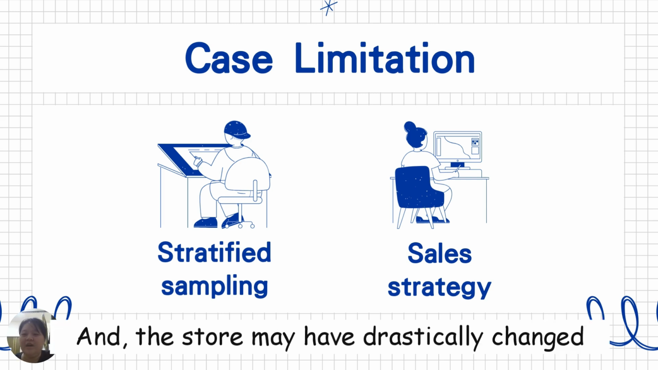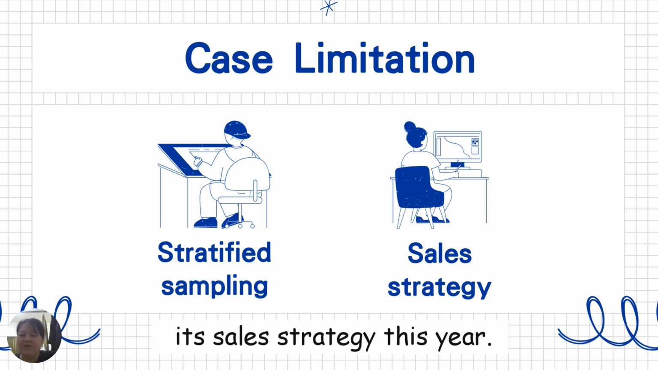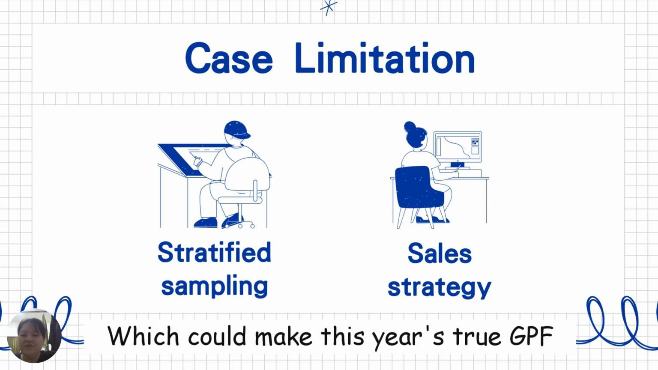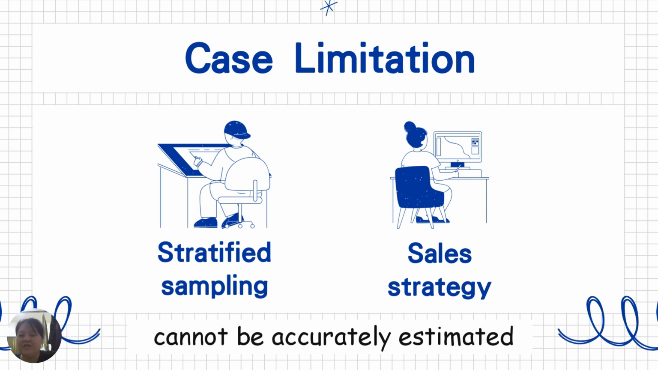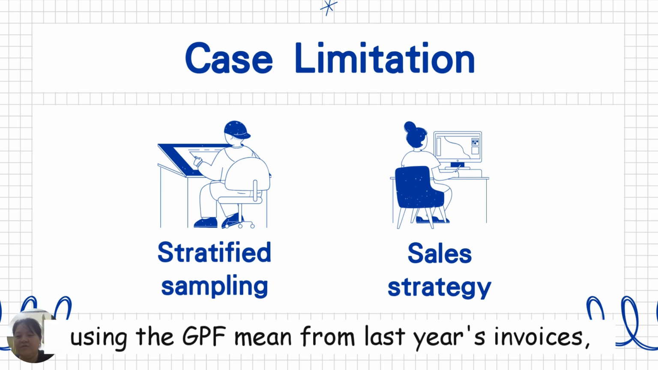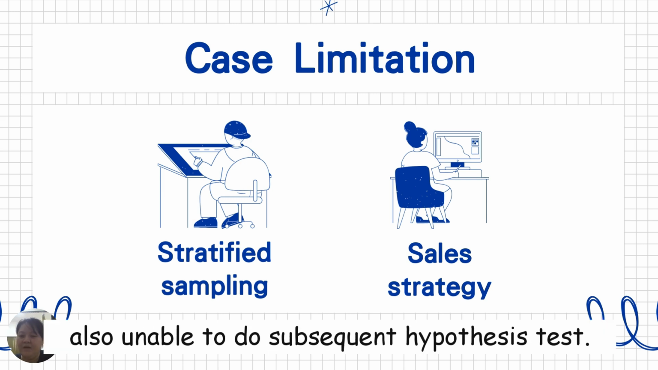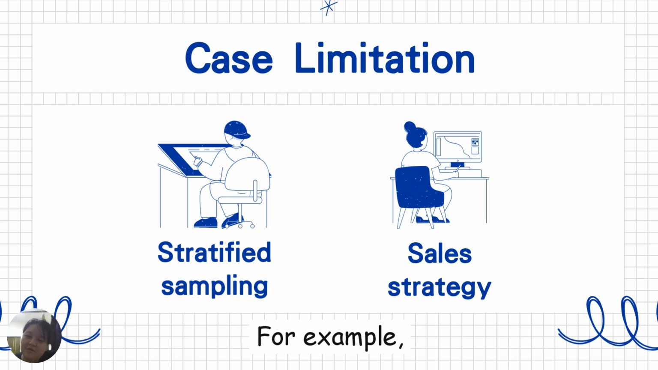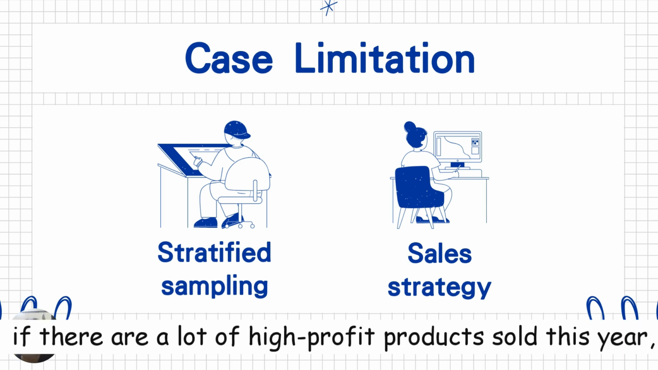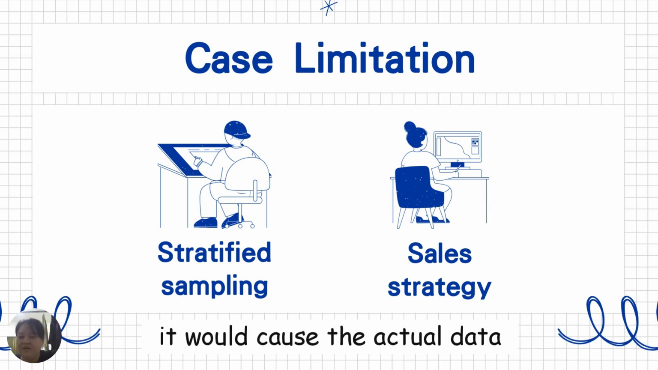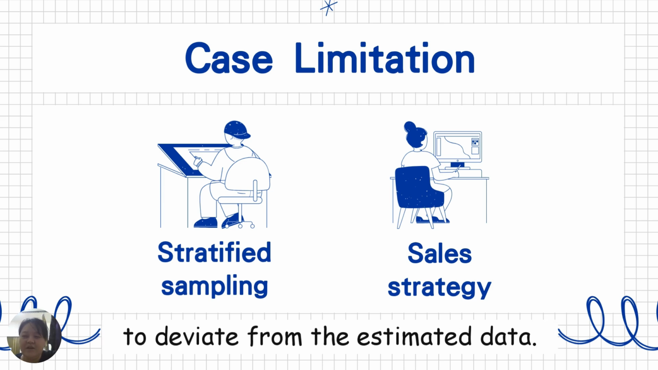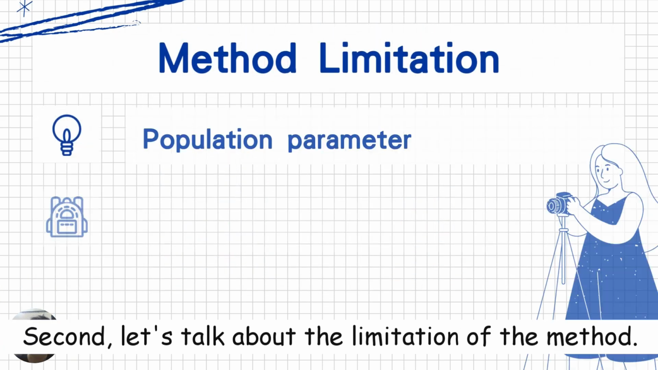And the store may have drastically changed its sales strategy this year, which could make this year's true GPF impossible to estimate accurately using the GPF mean from last year's invoices. Also we are unable to do subsequent hypothesis tests. For example, if a lot of high-profit products are sold this year, it will cause the actual data to diverge from the estimated data.